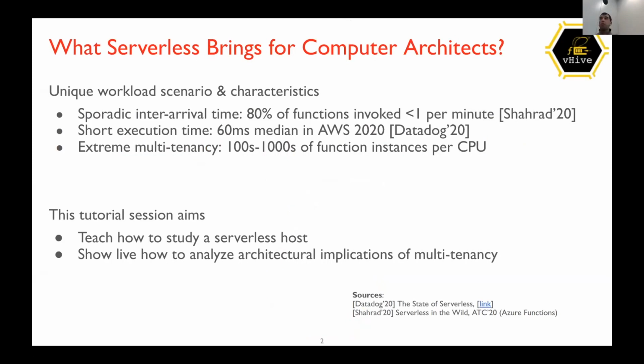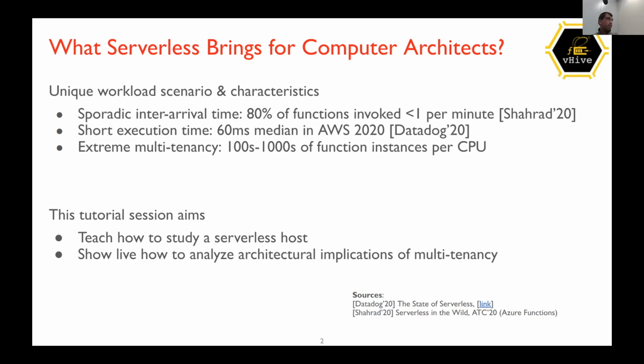So we are going to talk about the implications of serverless on computer architecture. Let's first say that serverless workloads have some unique characteristics, and there has been a lot of work on figuring out what those workload characteristics are. For example, I would like to mention a paper called Serverless in the Wild, which says that plenty of functions are invoked less than once per minute, and that most serverless functions have quite a short execution time. We are talking about a 60 millisecond mean time.